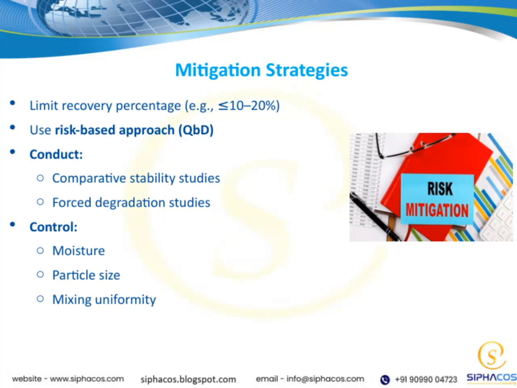Let's talk about some key mitigation strategies to manage risks effectively. First, it's important to limit the recovery percentage, aiming for something like 10 to 20% or less. This helps minimize potential impact if issues arise. Next, adopting a risk-based approach, often guided by quality by design principles, allows us to proactively identify and control critical factors throughout the development process.